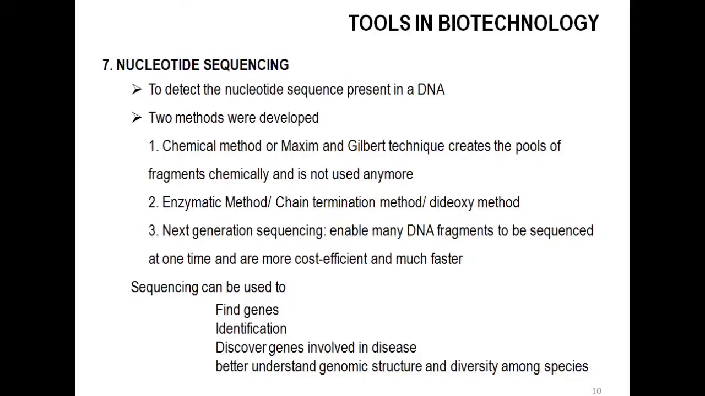And the next tool in biotechnology is nucleotide sequencing. This tool is used to detect the nucleotide sequences present in a DNA. In the first generation, two methods were developed for DNA sequencing. One is the chemical method, or Maxam-Gilbert technique. This is a chemical method used for DNA sequencing. And the second one in the first generation is an enzymatic method, also called the chain termination method or dideoxy method.